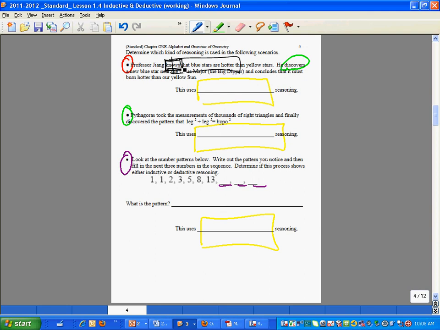I'll take this one in two pieces. First, I want the next three in the sequence and tell me how to do it. Mr. Lang, yes. So the next three are 21, 34, 55. 21, 34, 55. What's the rule going there? What do you observe?